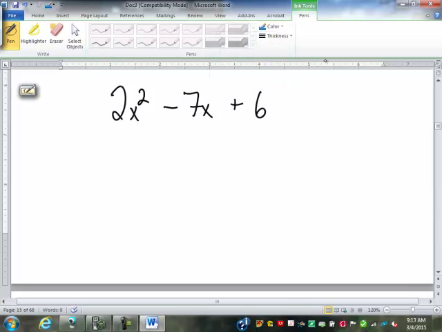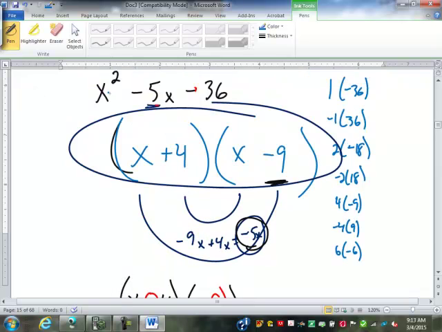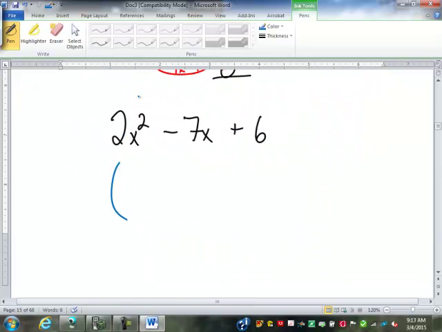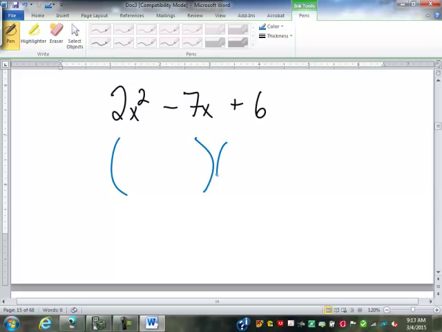What's different here? There's a 2 up there. There's always been an x squared. It's just now it's a 2 instead of just x squared. All that means is it's going to be 2x and x.